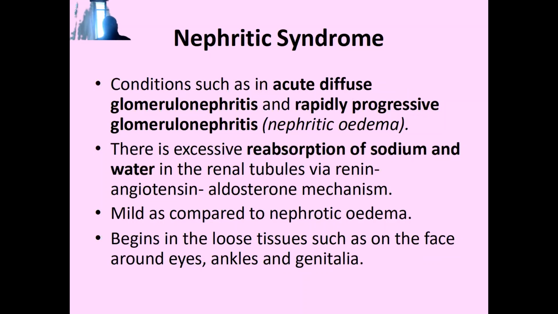So in nephritic syndrome, as in acute diffuse glomerulonephritis or rapidly progressive glomerulonephritis, that is nephritic edema, there is excessive reabsorption of sodium and water in the renal tubules via the renin, angiotensin, and aldosterone mechanism. Compared to nephrotic edema, nephritic edema begins in loose tissues such as the face, around the eyes, the ankles, and the genitalia.